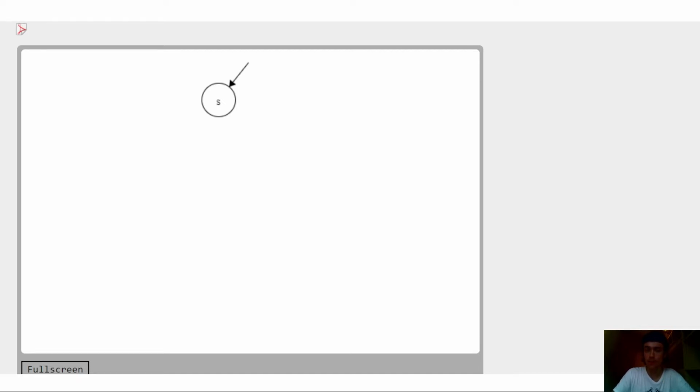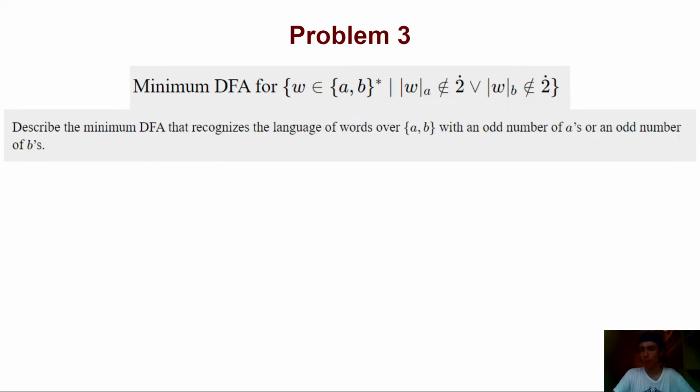Now, let's think about this. Is this state a final state? Which means if I end up reading the input and I end up in this state, will my word be a valid one for my language? Well, remember that my language accepts the words that have an odd number of A's or an odd number of B's. So basically the state S is the opposite of this, since I have an even number of A's and an even number of B's.